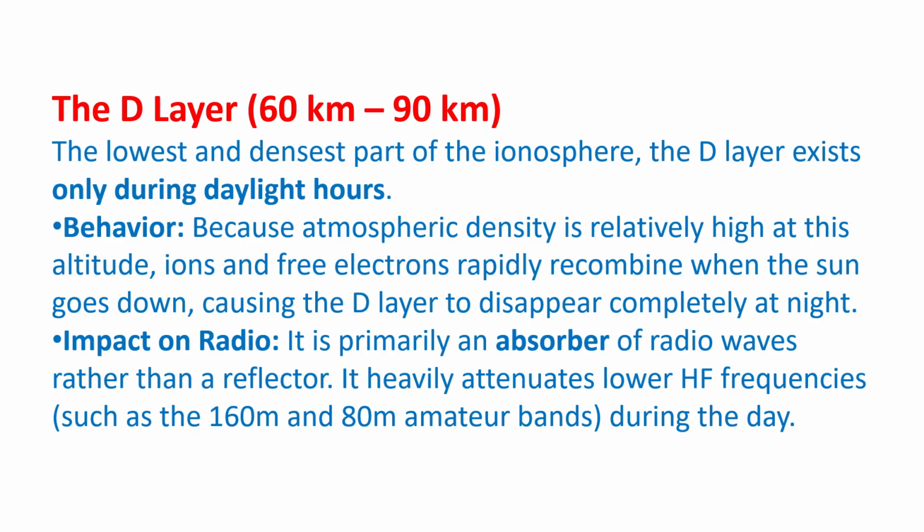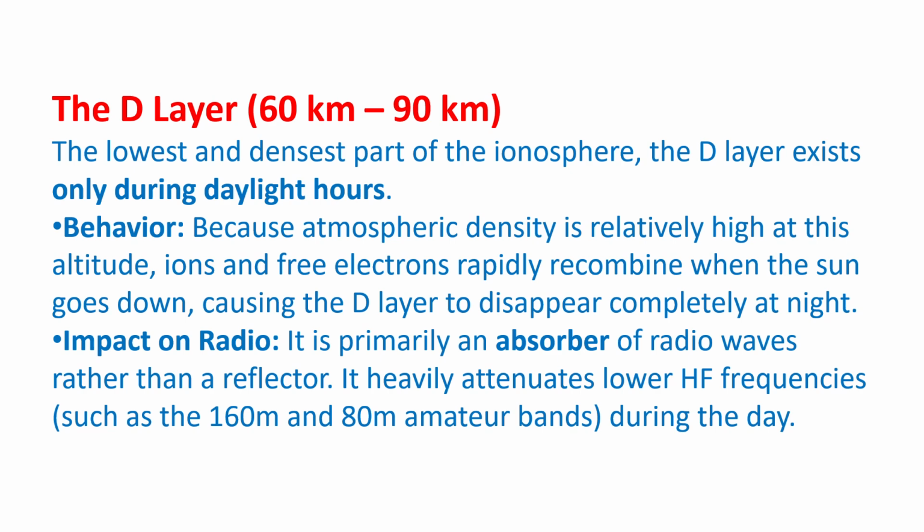The ionosphere is not uniform. It is divided into distinct layers based on altitude, electron density, and the time of the day. The D layer, 60 to 90 km, is the lowest and densest part of the ionosphere. The D layer exists only during daylight hours.